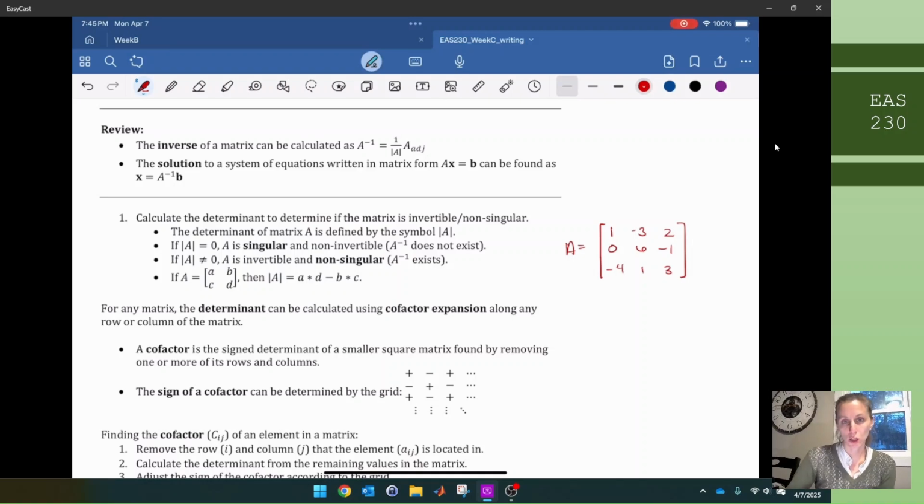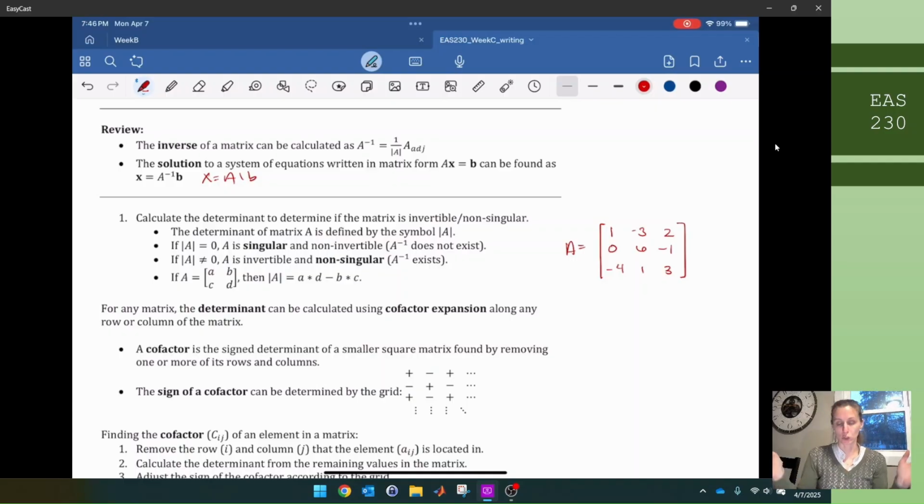In week C material, we're going to go back to what we started talking about in week 4 when it came to solving systems of equations. So remember, the inverse of a matrix can be calculated as 1 over the determinant of A times the adjoint. And the solution to a system of equations can be written as x equals A inverse times B, or x equals A left divided B in MATLAB.